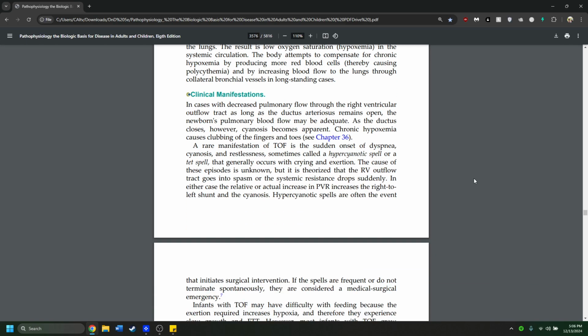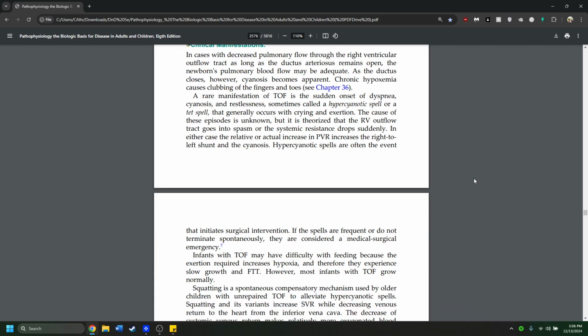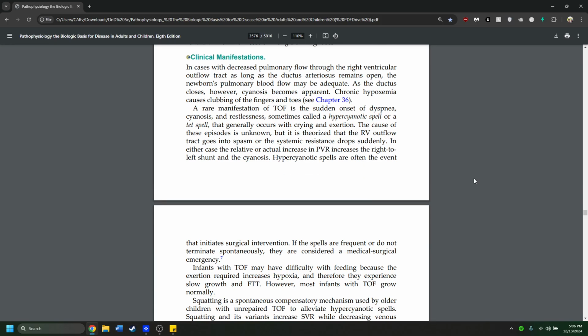Our clinical manifestations. In cases with decreased pulmonary flow through the right ventricular outflow tract, as long as the ductus arteriosus remains open, the newborn's pulmonary blood flow may be adequate. As the ductus closes, however, cyanosis becomes apparent. Chronic hypoxemia causes clubbing in the fingers and toes.